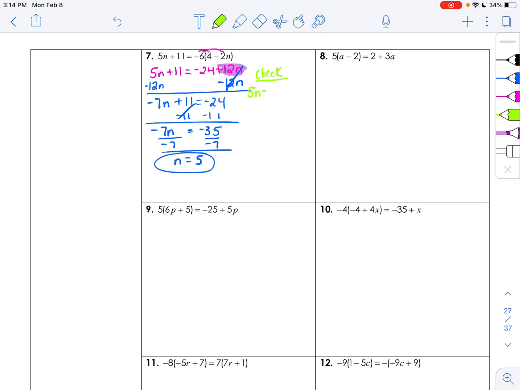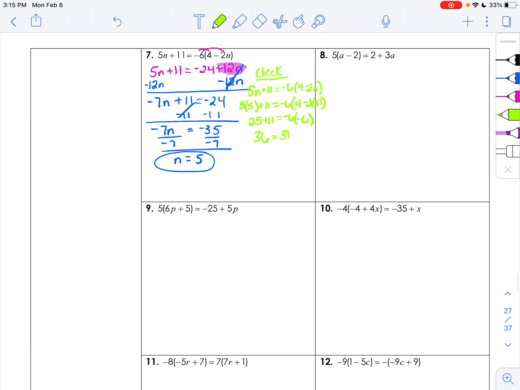So 5n plus 11 equals negative 6 times 4 minus 2n. And we're going to replace the n's with a positive 5. So that's 25 plus 11 equals negative 6 times 4 minus 10, which is negative 6. So then 25 plus 11 is 36, and negative 6 times negative 6 is a positive 36. So then my answer of positive 5 is correct.